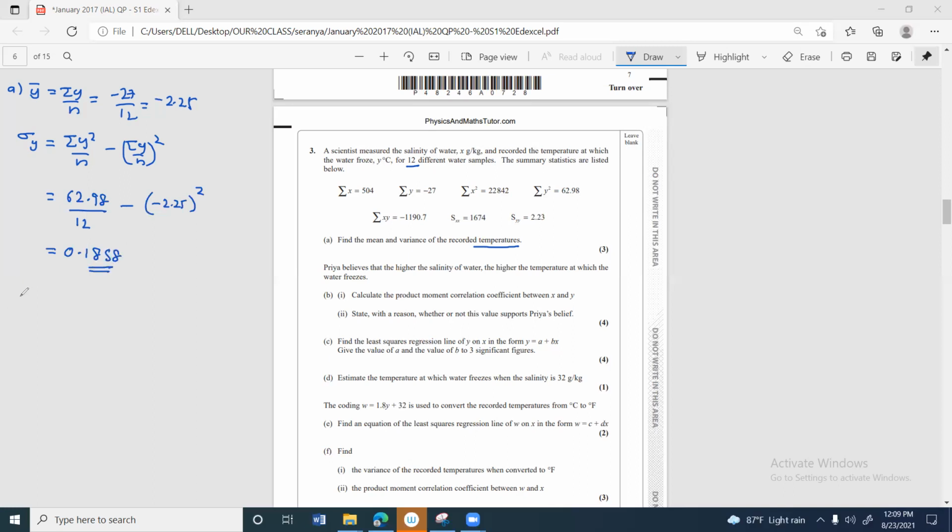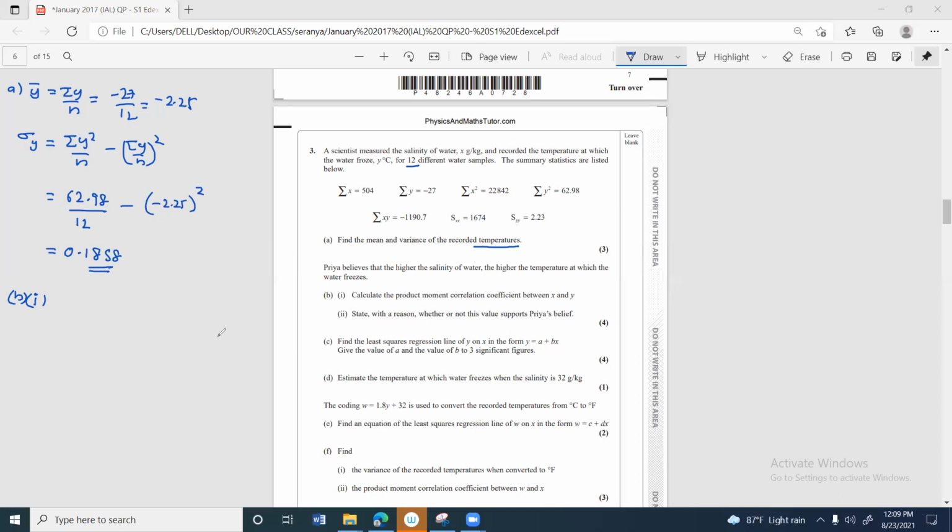Then part B. They mention that they calculate the product moment correlation coefficient between X and Y. And Priya believes that the higher the salinity of the water, the higher the temperature at which the water freezes. Calculate the product moment correlation coefficient between X and Y.